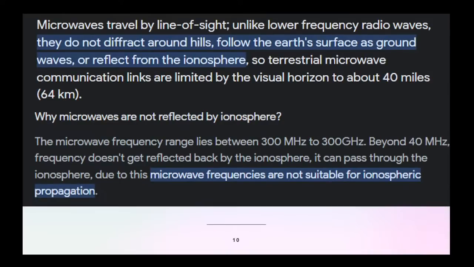Okay. Microwaves travel by line of sight. Unlike lower frequency radio waves, they do not diffract around hills, follow the Earth's surface as ground waves, or reflect from the ionosphere. So terrestrial microwave communication links are limited by the visual horizon to about 40 miles. Now, this is the official globe paradigm. These are universities, militaries. That's who these sources are. So it doesn't really matter what anyone has to say about it. This is the globe model, and we're schooling the globers. That's what we have to do, right?